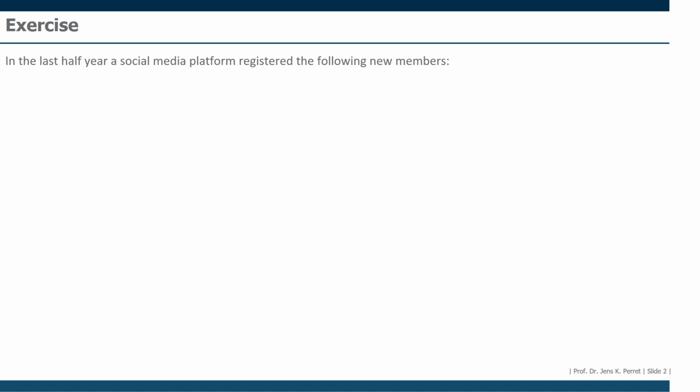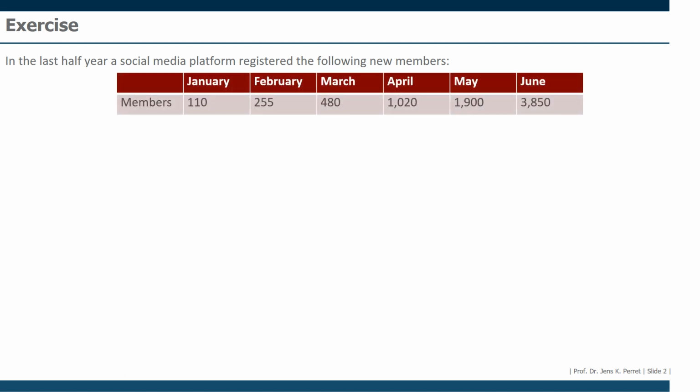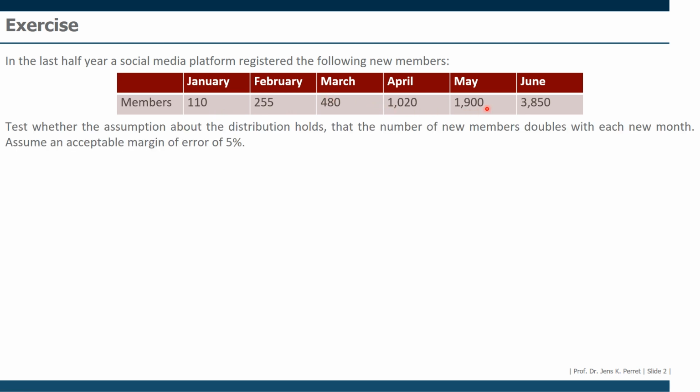Here we have, in the last half year, a social media platform registered the following numbers of new members. And we have for 6 months the different membership numbers. Our task now: test whether the assumption about the distribution holds that the number of new members doubles with each new additional month. Assume an acceptable margin of error of 5%.